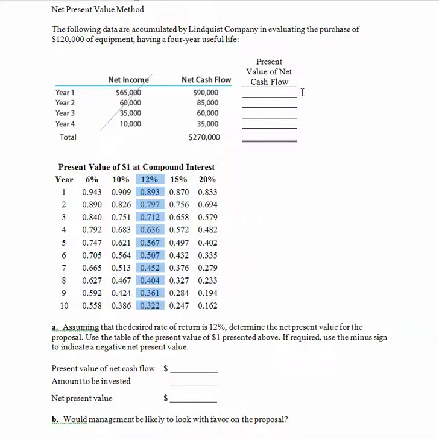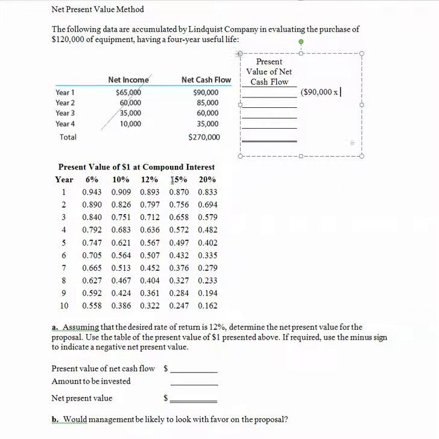So to calculate the present value of $90,000 1 year from now at a 12% rate, we would take $90,000 times the present value factor of 12% 1 year from now, 0.893. And we would do that multiplication problem.